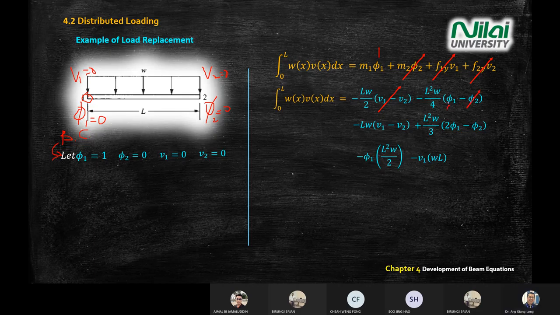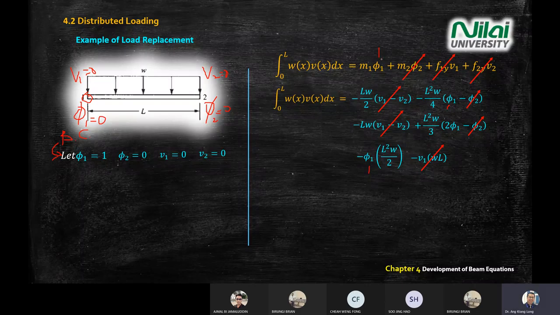This one has value. This is 1. And then this one is 0. This one will equal 0 also, because V1 is 0, minus 0 is 0. LW times 0 is 0. This one also cancels the rotation number 2, because in our first boundary condition, we already mentioned that rotation number 2, the angle of rotation number 2, is 0. You continue doing, you keep this one, we have value. And this one we can cancel because V1 is 0, so we can cancel.